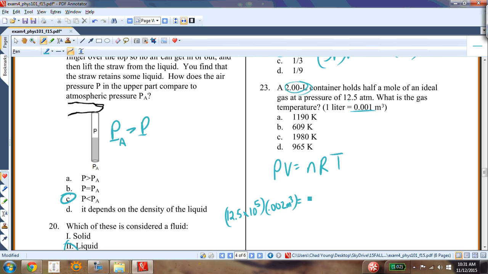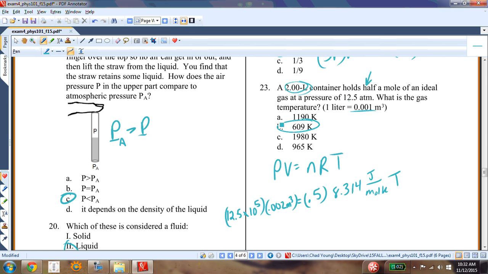n is 0.5. It contains half a mole. R is 8.314 joules per mole Kelvin. And then I'm looking for T. About 600. I get 601 here. I'll come back and take a look at this, but B is the right answer. It might change for your test. I think it actually is 601, but I'll have to double check that. So 23.